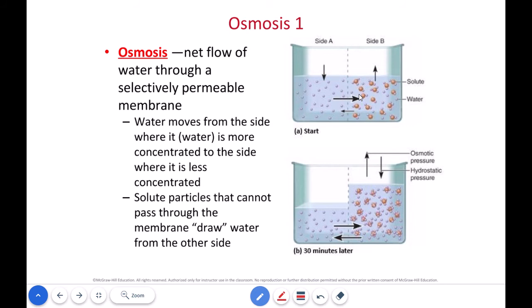Something that we need to emphasize with osmosis is that it draws or pulls water. You cannot push with osmosis. Osmosis will pull something across a membrane.